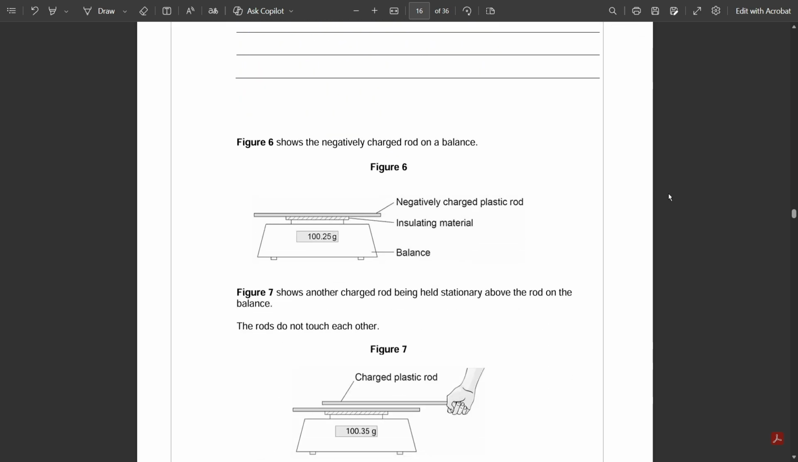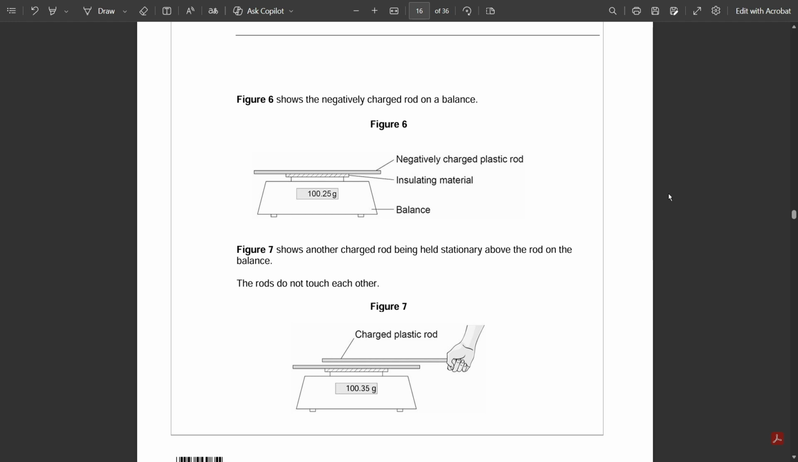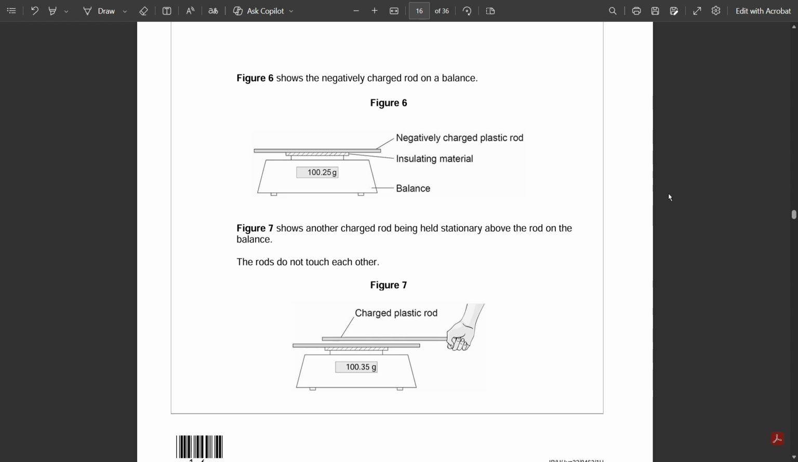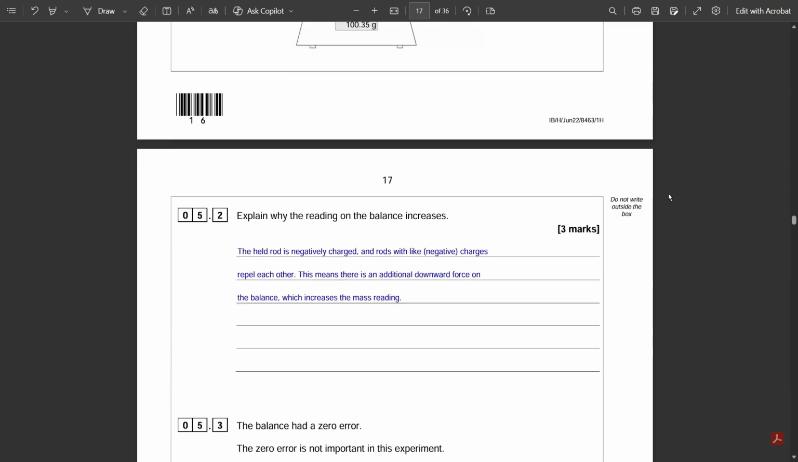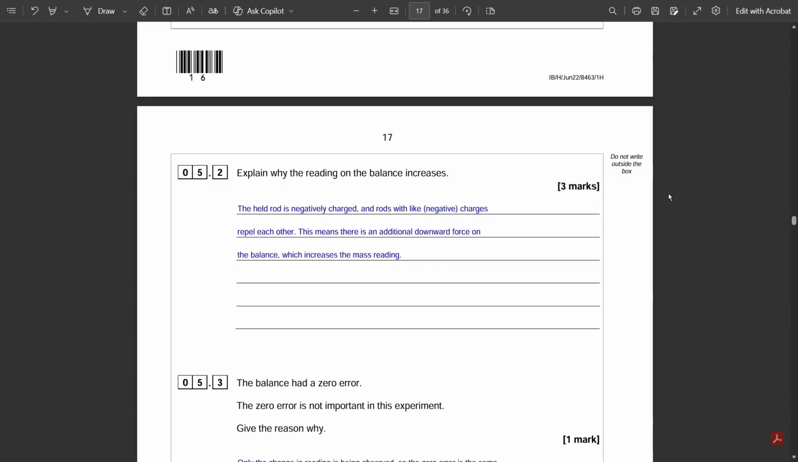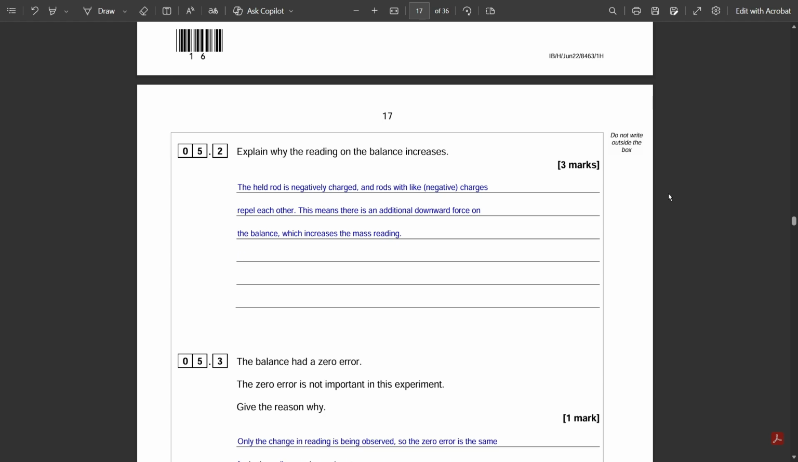And we're then shown the negatively charged rod on a balance, with figure 7 showing another charged rod being held stationary above the rod on the balance, and the rods do not touch each other, and we're shown how the mass on the balance increases if there's a charged rod being held above it. And explain why the reading on the balance increases. Well, the held rod is negatively charged, and rods with like charges, in this case negative charges, repel each other. This means there is an additional downward force on the balance which increases the mass reading.